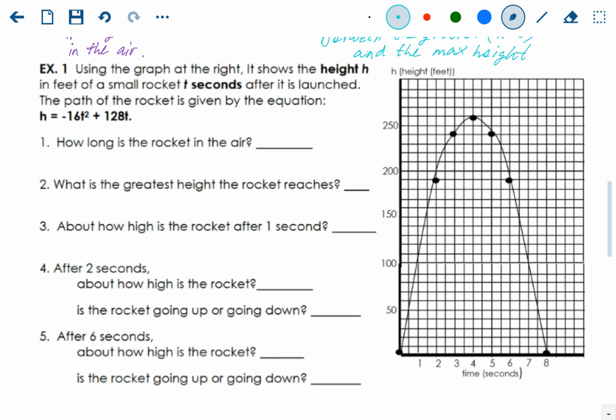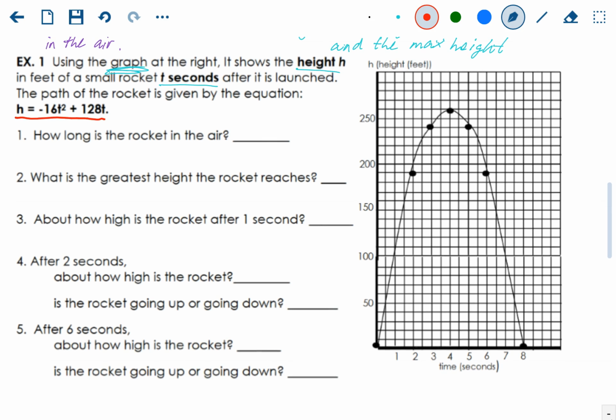So let's look at this problem. This one's given a graph, but it also gives an equation. We have the graph on the right. We have h in height, which is feet, and t seconds, which is your x value. And then you're given the equation, h equals negative 16t squared plus 128t. First off, how long is the rocket in the air? That's a time problem.